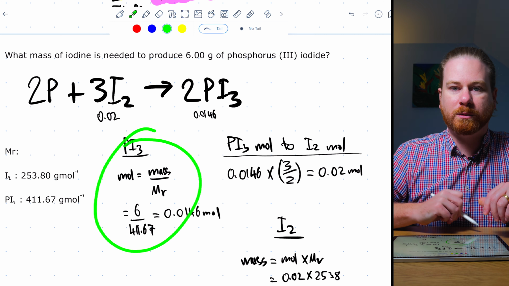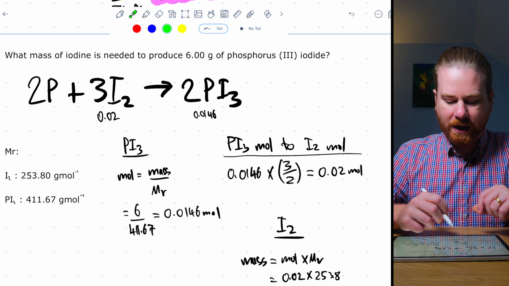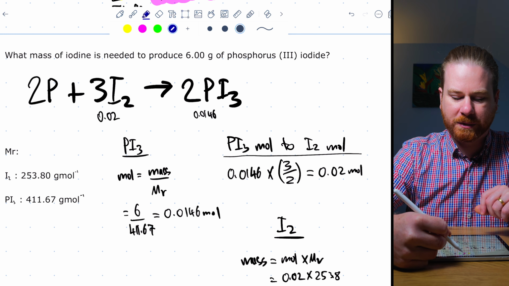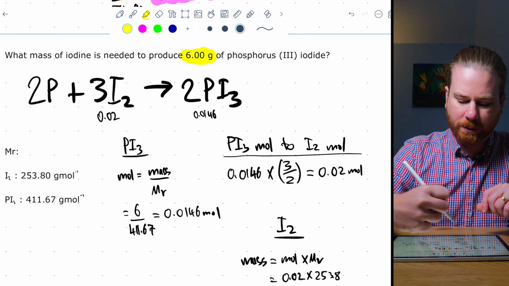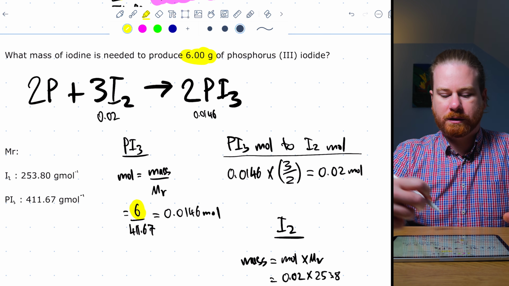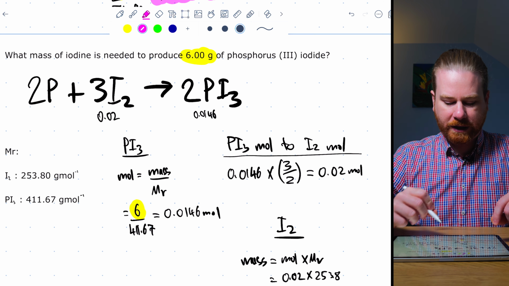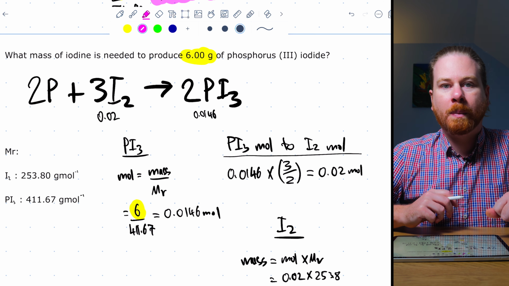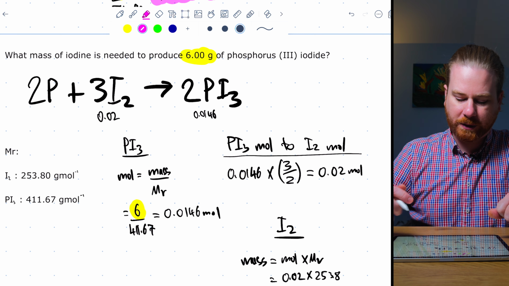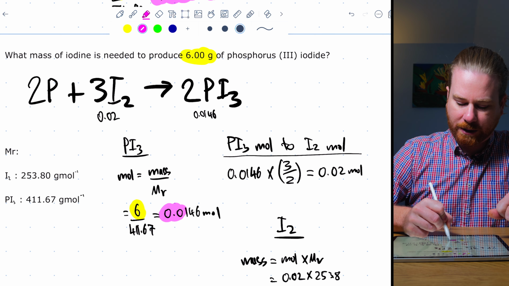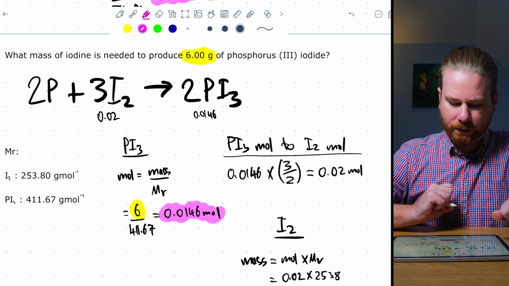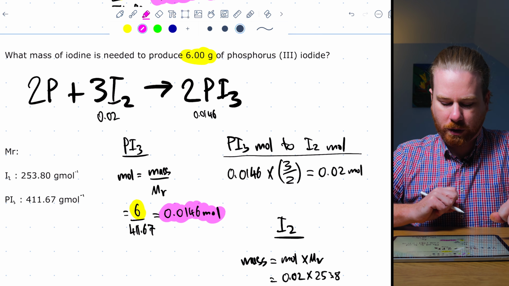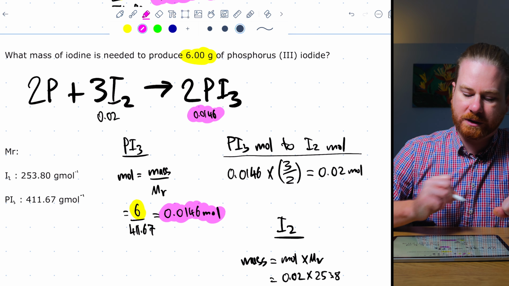So this is the first thing that we're doing. We're figuring out how many moles we have in our 6 grams. So how many moles in the 6 grams of the phosphorus 3 iodide? Well, dividing it by the molecular mass, which we've got given to us already, which is great to save us a bit of time. And then putting it into our calculator, we are getting our answer: 0.0146 moles. So that's over here.